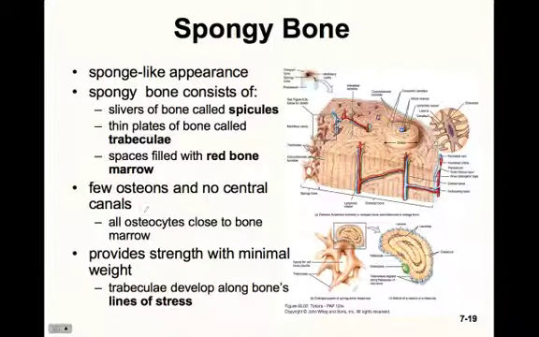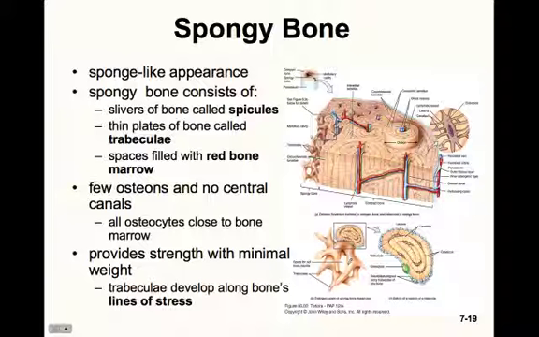Spongy bone is a little bit different in that it has the appearance of sponginess. It's not dense. Down here in the bottom portion of the picture, this is the spongy bone. The spongy bone consists of trabeculae, these projections. And these trabeculae have a structure very similar to the osteon, but they lack a central canal. The spaces between the trabeculae are filled with red bone marrow. So most of the blood cells are produced in here.